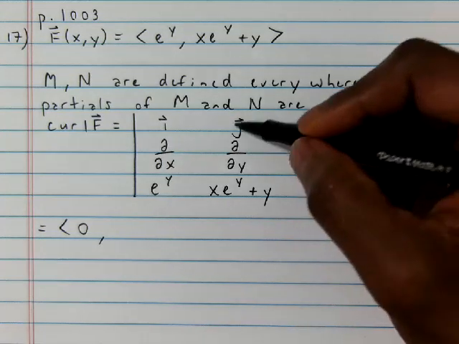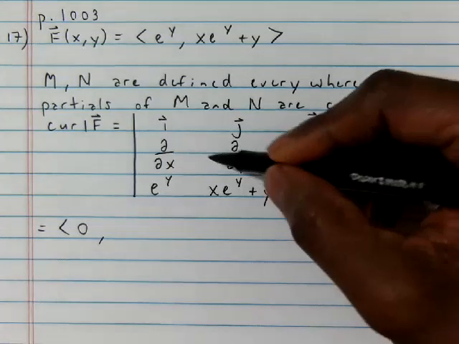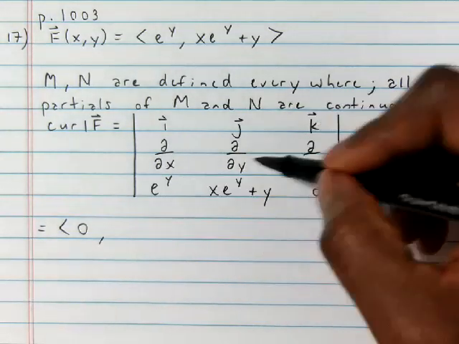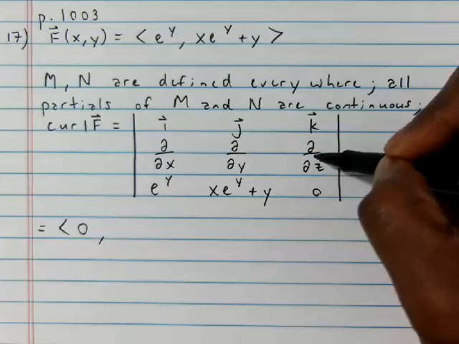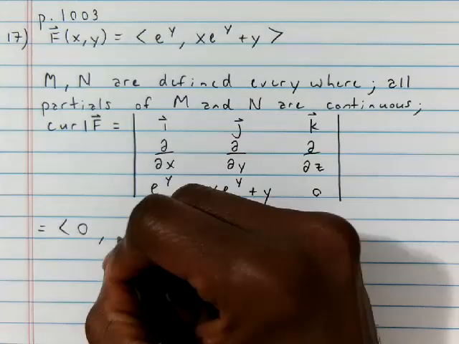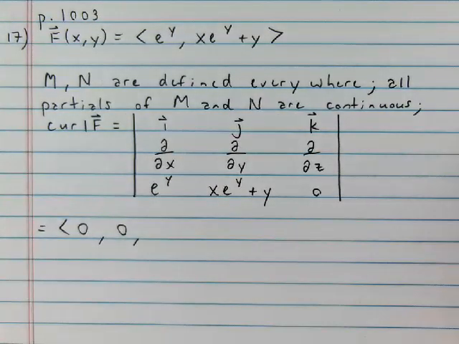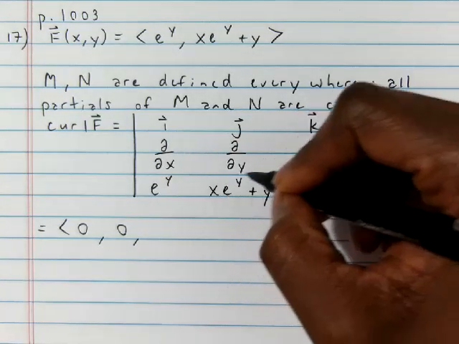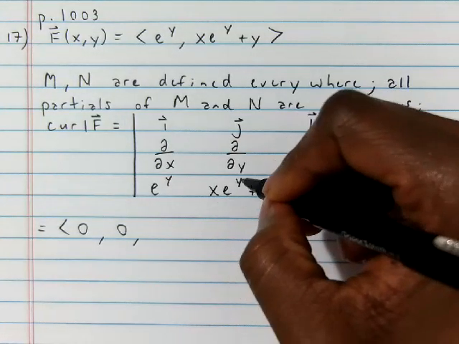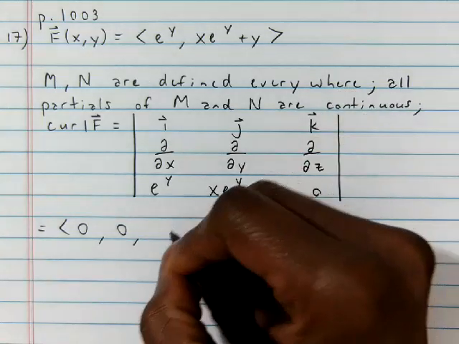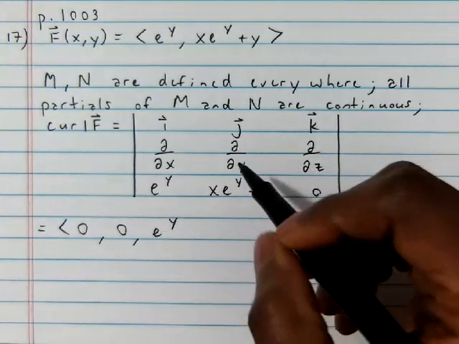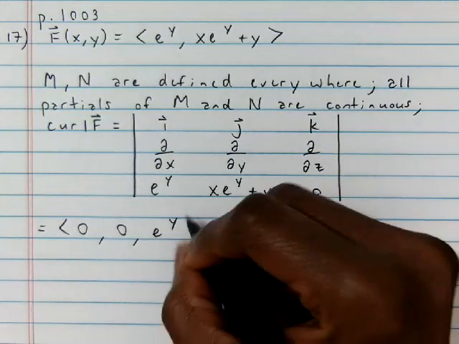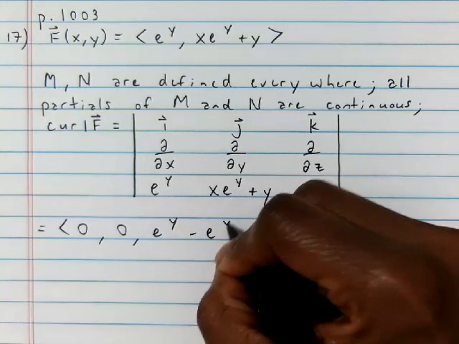Now we look at the j component. The partial of 0 with respect to x gives us 0. The partial of e^y with respect to z is going to give us 0. So we get 0 minus 0 there. And now, lastly, we ignore this column. The partial of this with respect to x is e^y plus 0, so we just get e^y there. And then minus the partial of this with respect to y, which is e^y. So minus e^y there.